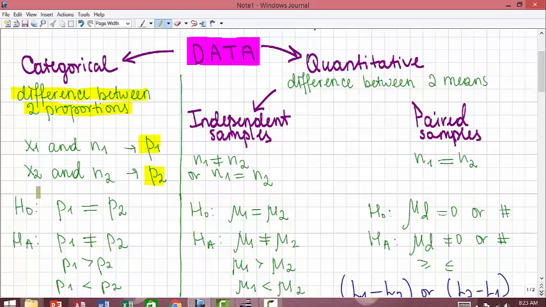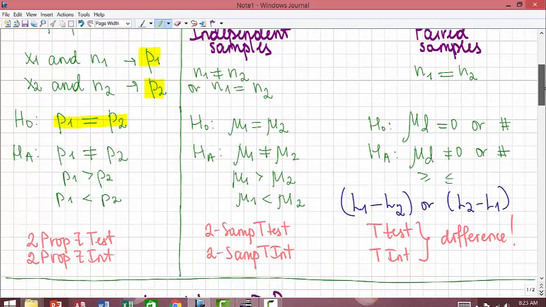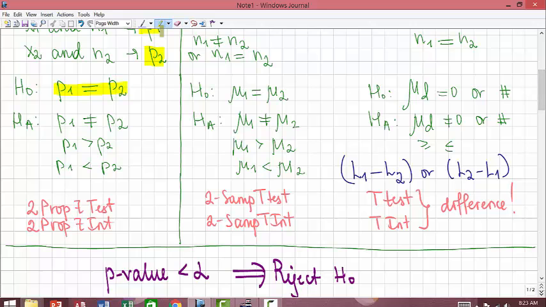Then your null hypothesis will always say that there is no difference between the two proportions, or p1 is equal to p2. The alternative hypothesis will say there's a difference, and depending on the setup, it will either be not equal, p1 greater than p2, or less than. So when you're dealing with categorical data, you can assume that your samples are independent, and the commands that you need to use are either two proportion z-test or two proportion z-interval, depending on what the problem is asking you to do.